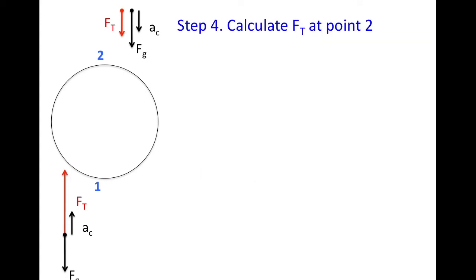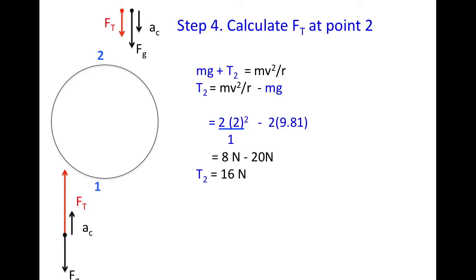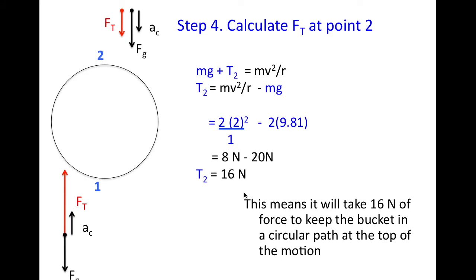The next step is to calculate the force of tension at point 2. When we solve for this, remember that each of the vectors are going downwards, therefore we add the 2 units. We set that equal to mv squared divided by r, which is the centripetal force. We solve for the tension, and we get an answer of 16 newtons. And that just pretty much means that it's going to take less force to keep that bucket in a circular path at the top of the motion versus that of the bottom.